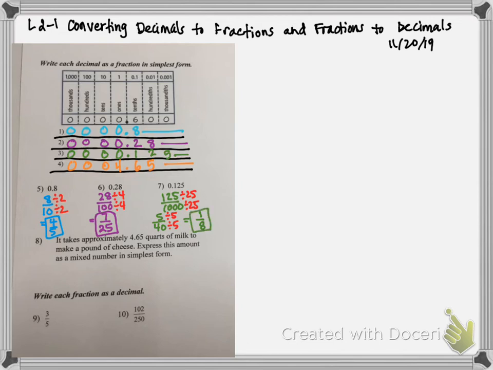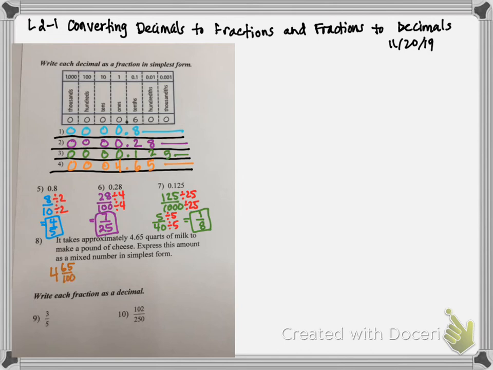Okay? So the next one says it takes approximately 4.65 quarts of milk to make a pound of cheese. Express this amount as a mixed number in simplest form. So the 4 is going to stay a 4. I'm not going to change that. But what I am going to do is read the decimal part. 65 hundredths.